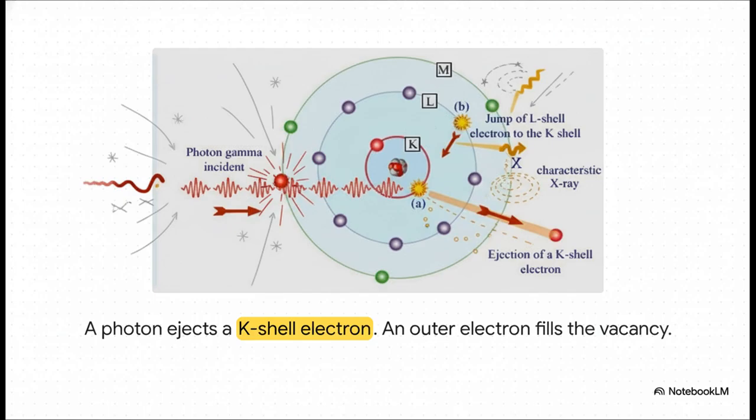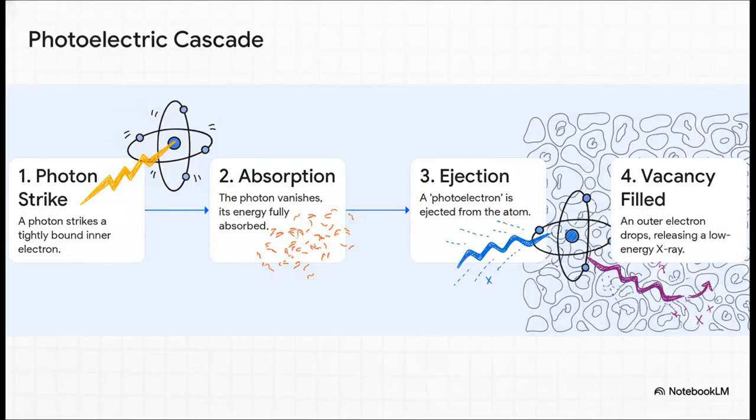And nature just hates a vacuum. So an electron from a higher shell, the L shell in this case, immediately drops down to fill that hole. And as it falls from a high-energy state to a low-energy one, it has to release that extra energy, which it does as a new, very low-energy photon called a characteristic X-ray. So let's just recap that, because it's important. The whole thing is this neat little cascade. It starts with the photon strike. That leads to total absorption of the photon's energy. That energy is then used to eject the photoelectron. And finally, nature cleans up the mess by filling the hole, releasing a little bit of secondary energy in the process. It's a clean, complete energy transfer, all happening right there at that one atom.